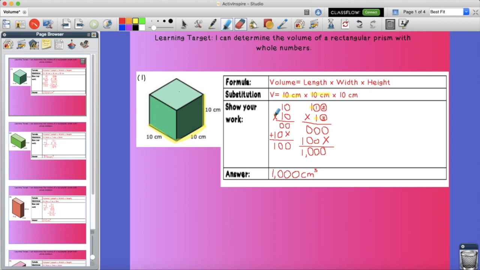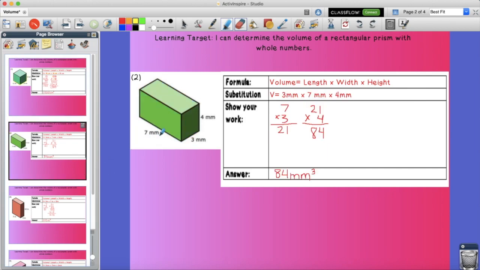So I'm going to multiply my length and my width. I'm going to do 10 times 10, which we know is 100. I'm going to take the product of the length and the width, and multiply it by 10, which represents the height, and I get 1,000 centimeters cubed. Remember, in volume, we are cubing our answer because, first of all, this is a 3D shape, and we're multiplying 3 dimensions.